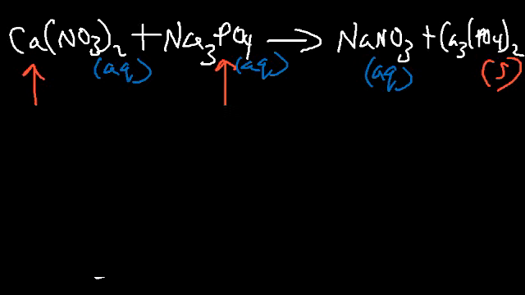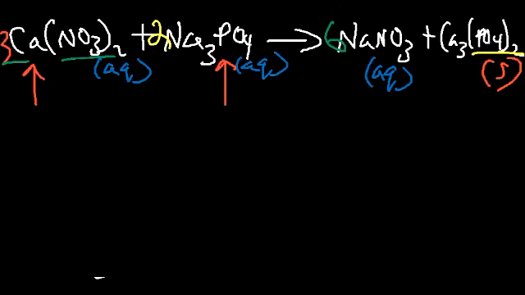So now go ahead and balance the precipitation reaction. Notice that we have two phosphate ions on the right side. So we need to put a 2 in front of Na3PO4. And we have 3 calcium atoms on the right. So we need a 3 in front of Ca(NO3)2. And notice that we have 6 nitrates. 3 times 2 is 6. So we need a 6 in front of NaNO3.